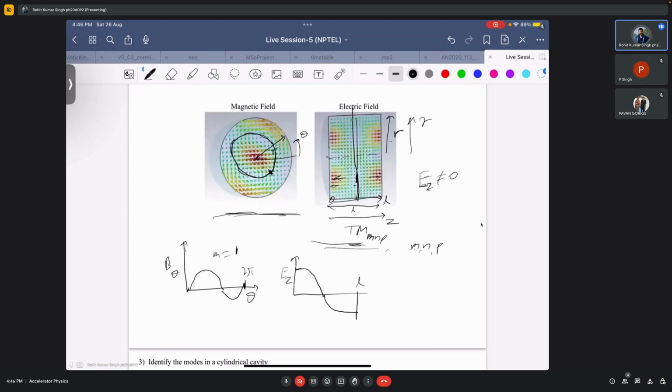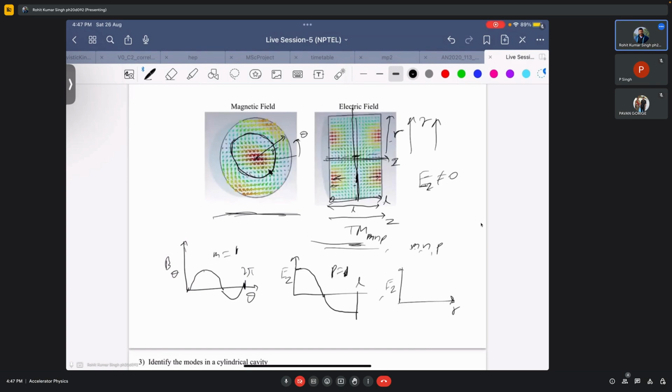You have 1/2 period variation, so p equal to 1, right? And then again, in the radial direction you can check what is the variation of Ez. So in the radial direction, you start from the axis, so this is the middle axis, z axis, and go in the radial direction.